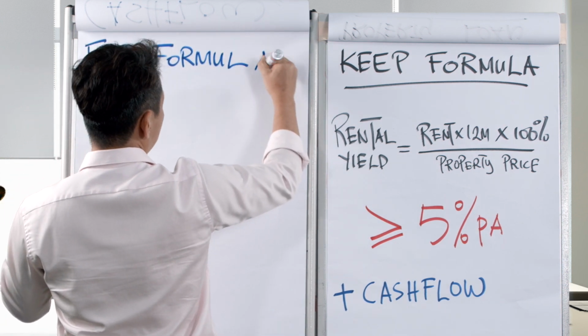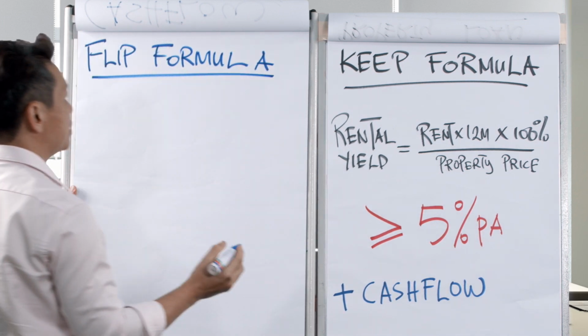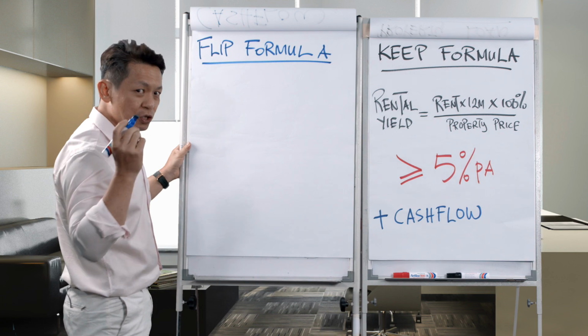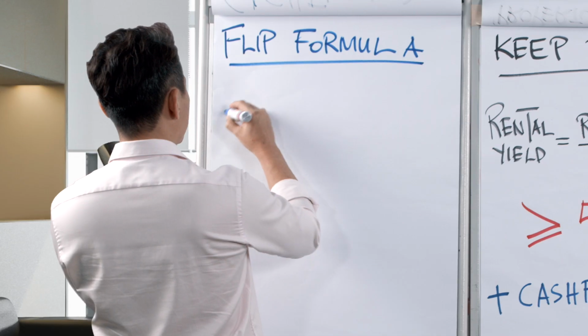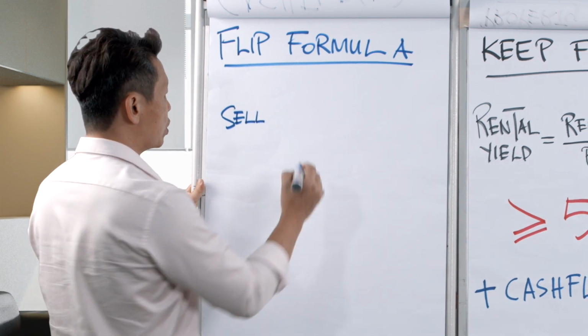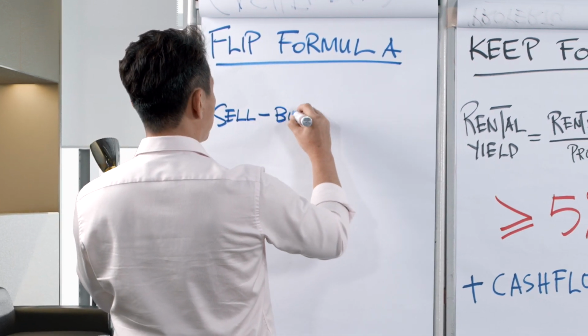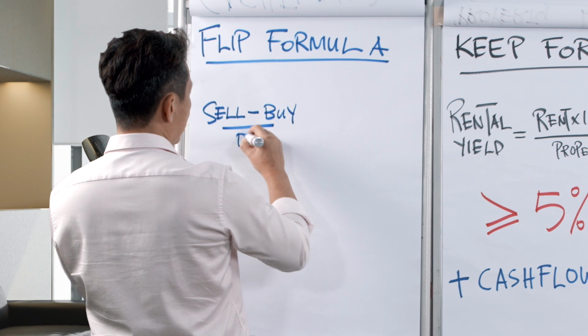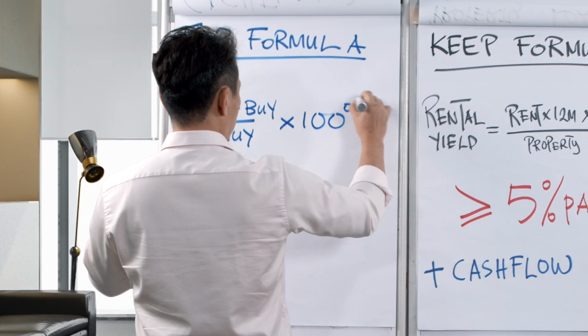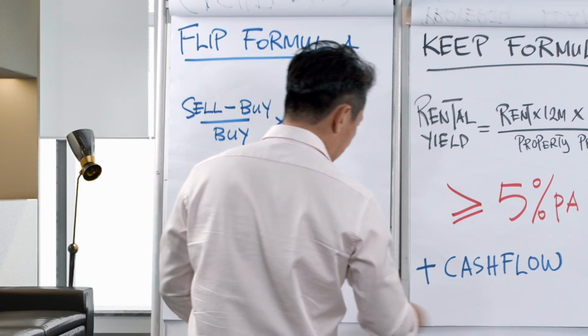So what's the flip formula over here right now? The flip formula doesn't actually look into the rental returns that come in. Basically, you look into this. You want to ask, hey, how much can I sell the property for versus how much I bought the property for, and you divide it by your original buying price and you times 100%. Right? And this must be a healthy number as well.